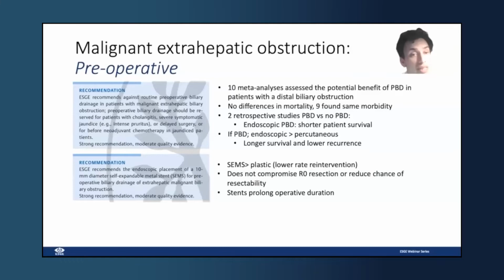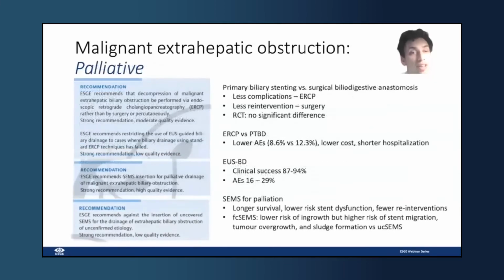And similarly, if undertaking ESG, recommend the placement of a 10mm self-expanding metal stent over plastic, and again this has been shown to be associated with lower reintervention rates and, crucially, does not compromise your R0 resection rate. Now, in the context of palliative disease, ESG recommend that decompression of malignant extrahepatic biliary obstruction is performed via ERCP rather than by surgery or percutaneously.